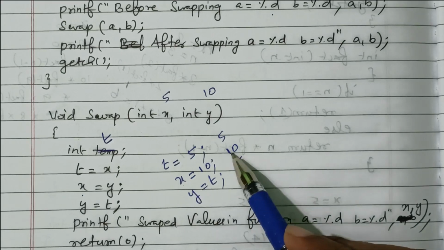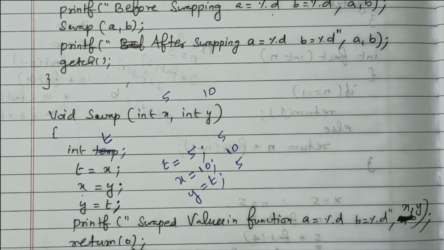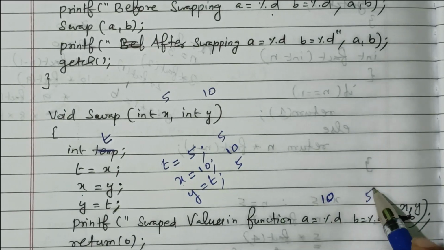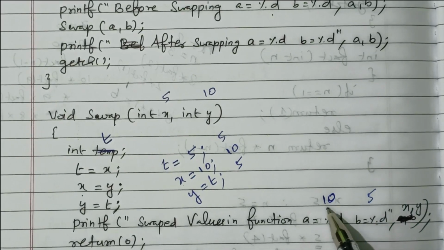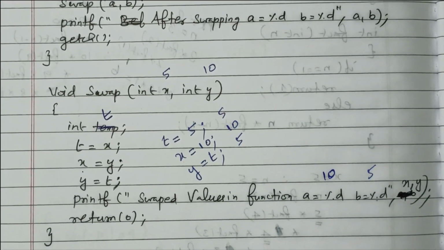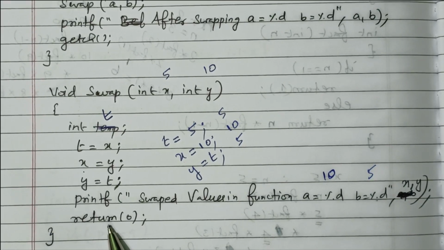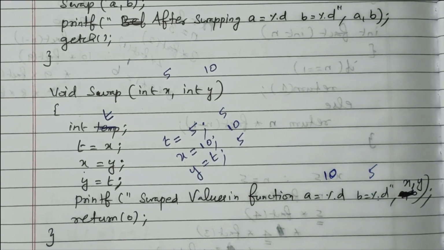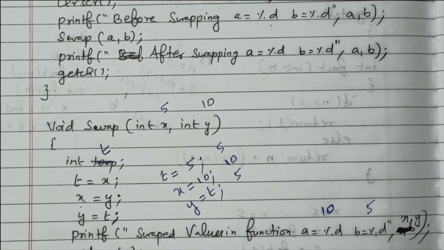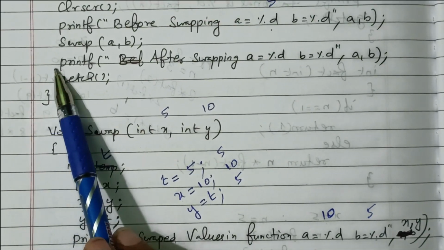Now see, this x value is 10, y value is 5. So we are printing here, swapped value in function a = x, b = y. What is available in x now? 10. What is available in y is 5. See this, now it is interchanged. a is 10 and b is 5. Now it returns. After executing the function, we return. Return means it will go to the main program. The control will transfer to the main program.